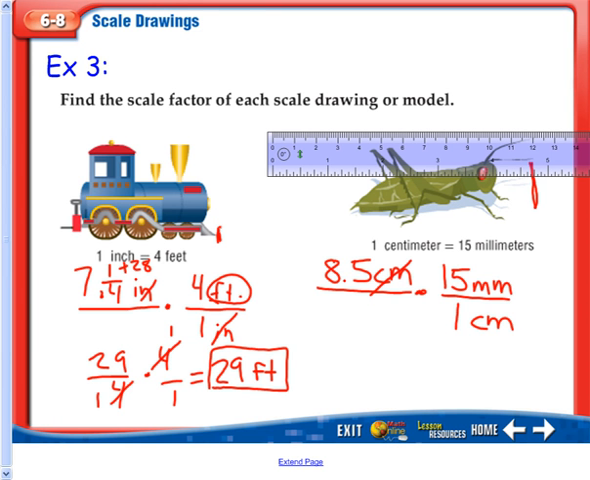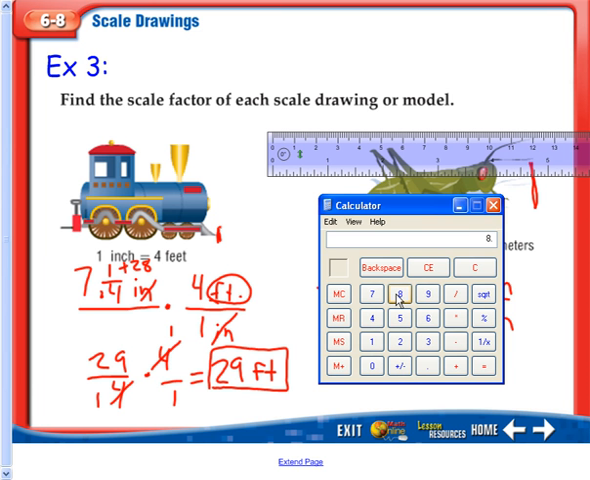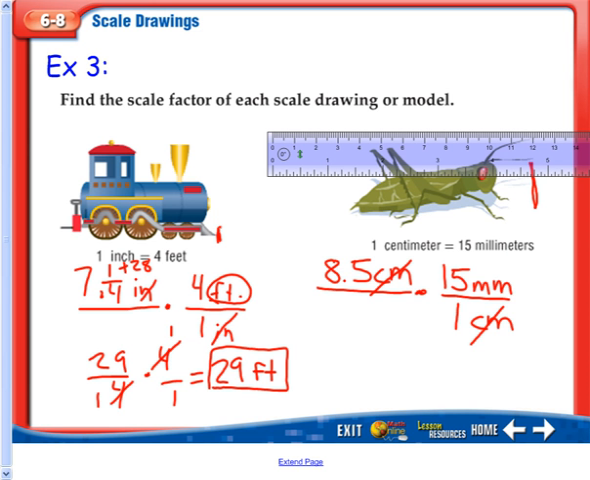So we can cross out our centimeters, and our final answer will be in millimeters, and I have 8.5 times 15. Again, we'll bring up our calculator, and I get 127.5. So I'm kind of running out of space, so I'll write it down here, 127.5, and our only label left is millimeters. Since it is over 1, we can just leave it at that, and that'll be our final answer.